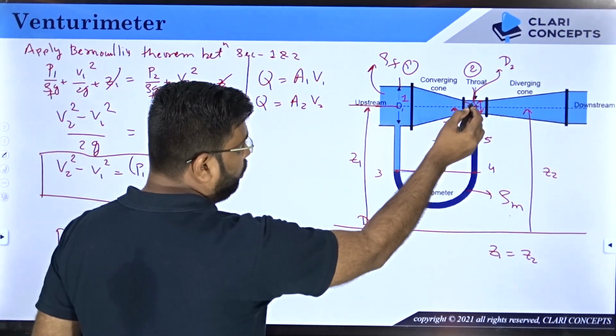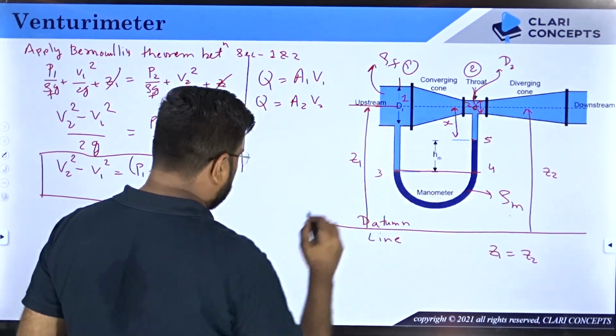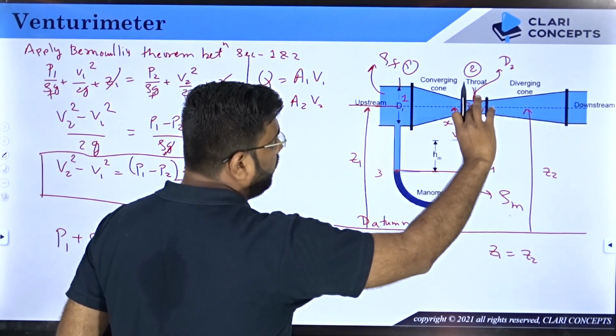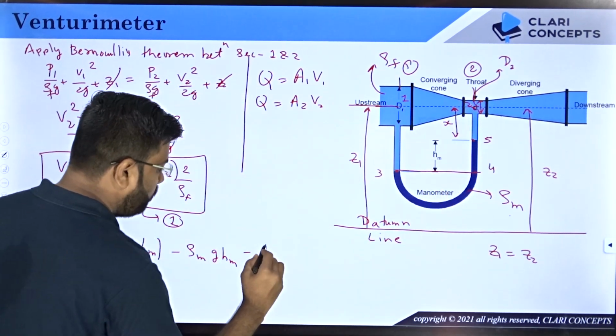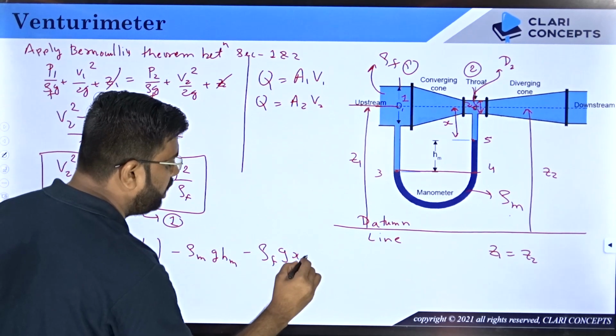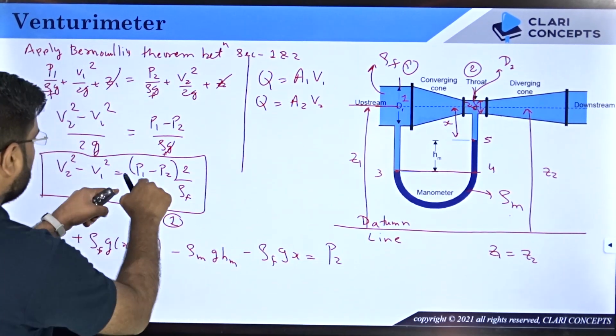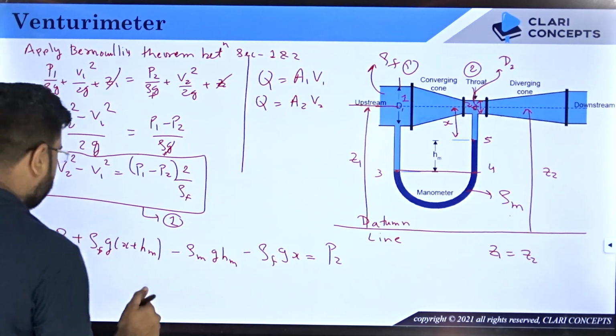Then again you move from 5 to 2, you are reducing the pressure, so minus how much? Rho g h, which is the rho of the fluid, rho f, g and h will be the x. So minus rho f g x equals to what? At this point you will say pressure is P2. You want P1 minus P2, so you take P2 on the left hand side.